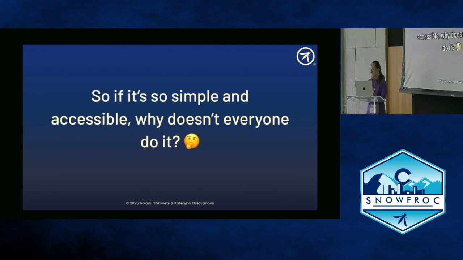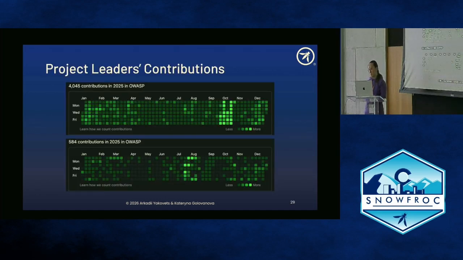So if it's so simple and accessible, why doesn't everyone do it? Because it's not that simple. Here are a couple of screenshots of Arc's and my heat map on GitHub just for the OWASP contributions in the last year. I'm not sure if you can read it from all the way there, but Arc had like 4,000 contributions, and I had 500, almost 600 contributions.